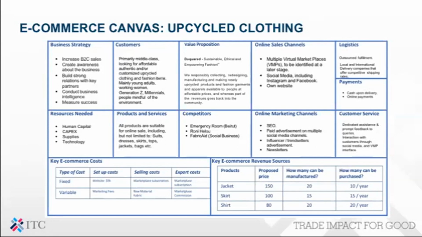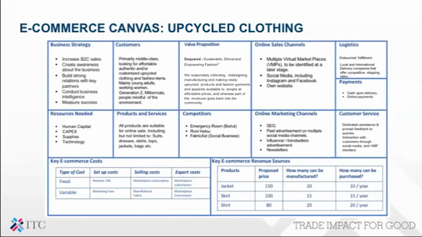And of course, they needed to have a strong technology infrastructure in order to manage their business, because they're going on e-commerce. In terms of logistics, they thought about having outbound fulfillment. So they wanted to have local and international delivery, for example, with Liban Post here in Lebanon, or DHL, and so on. In terms of payments, they thought about having sales done abroad through online payments, and in Lebanon, they wanted to do cash on delivery.